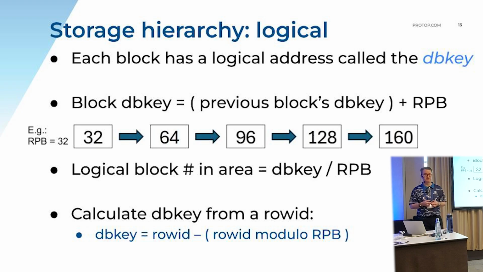Okay. Also, if you know the row ID of a record fragment in a block, you can derive its DB key just by zeroing out the low order bits.